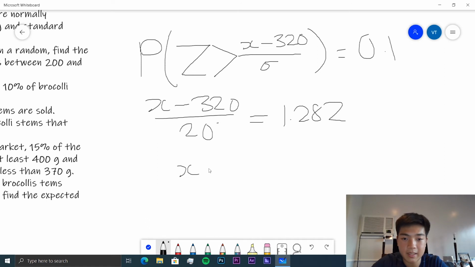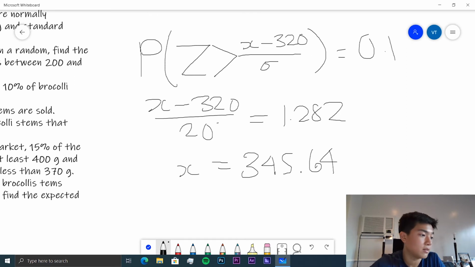So we have x is equal to 1.282 times 20 plus 320. So I got 345.64 as my answer. So that one. So yeah, that should be cool.